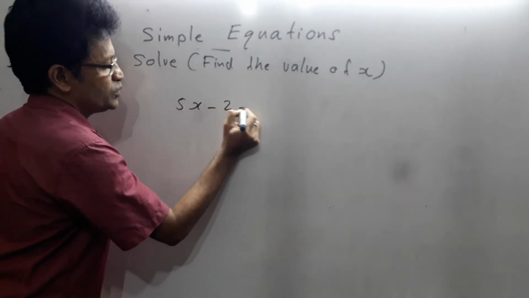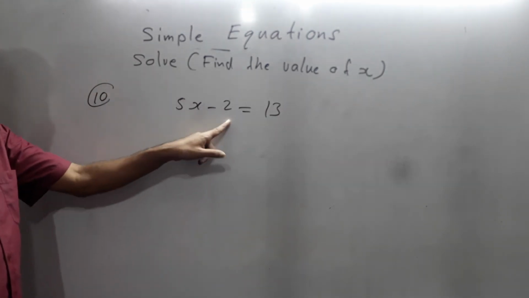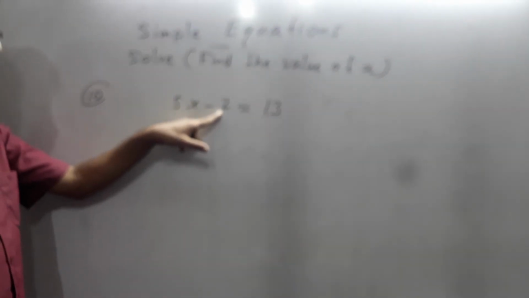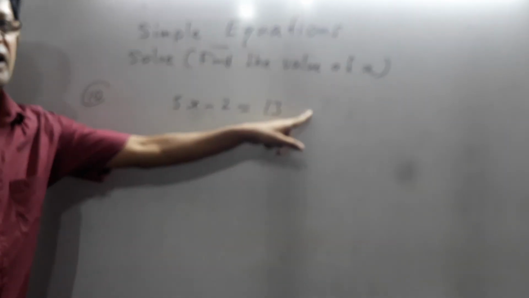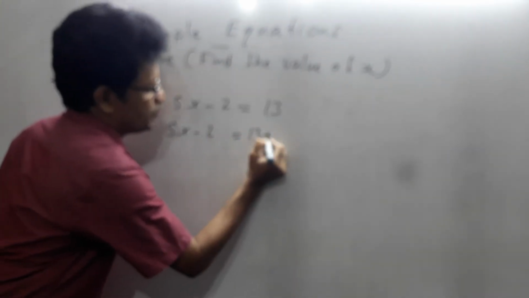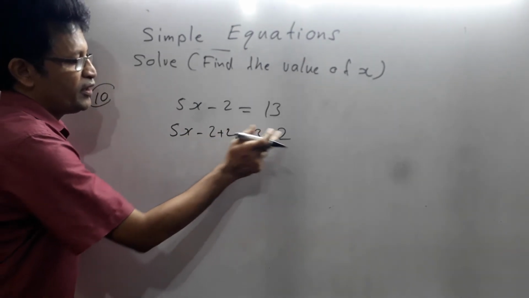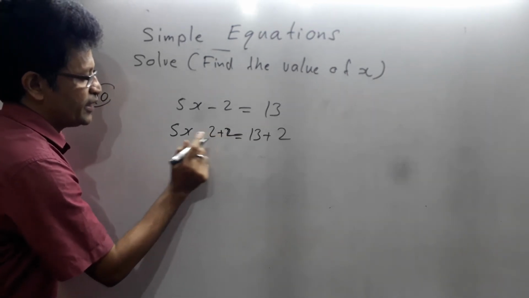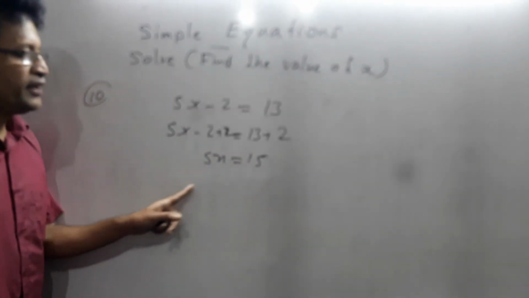5x minus 2 equals 13. How are we going to find the value of x? Here minus 2. 5x minus 2 equals 13. I have to get rid of this minus 2. To get rid of this minus 2, I have to add 2 this side. Then the same 2 we have to add to the other side also. So 5x minus 2 equals 13 plus 2. If I add 2 this side, the same value you have to add to the other side. Now what? 2 and minus 2 will get cancelled. Here you have 5x. 13 plus 2 is what? 15.